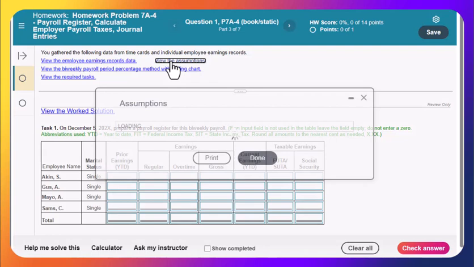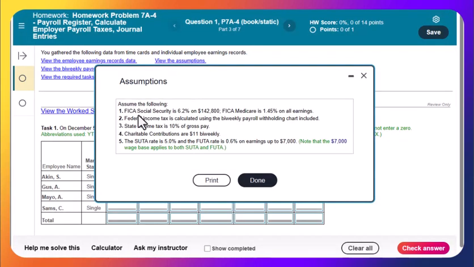We have some assumptions. We have the Social Security at 6.2% at that 142,800 wage base limit, and then Medicare is at 1.45% on all earnings. We also have federal income tax. It's calculated using the biweekly payroll withholding chart included back here. And state income tax will be 10% of the gross pay. Charitable contributions are $11 biweekly. The SUTA rate is 5%. FUTA rate is 0.6% on earnings up to $7,000. Note that the $7,000 wage base applies to both SUTA and FUTA.